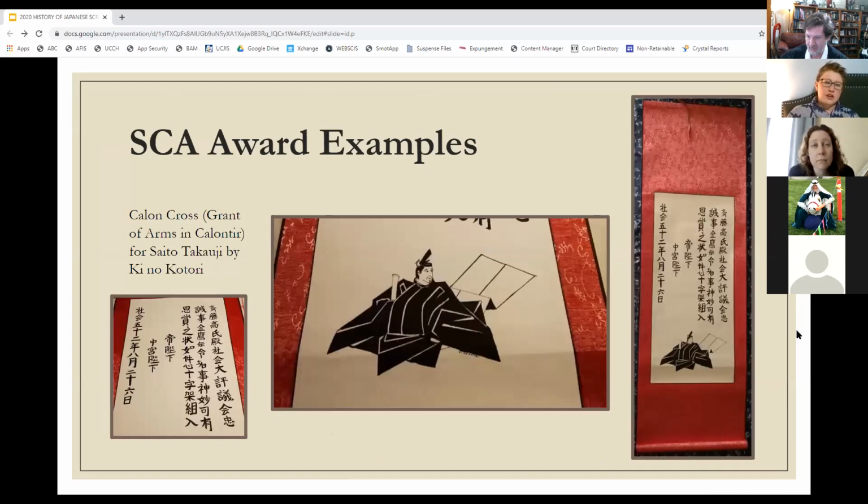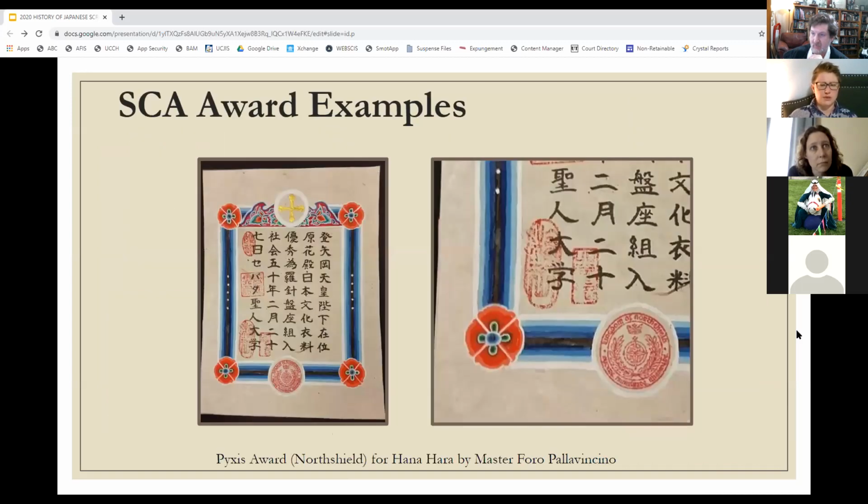This is a Callan Cross, which is a grant of arms award in Callantyre for Saito Takeuji by Ki no Kotori. She's a great calligrapher, so I like her. She is currently in the South. I don't know exactly where.